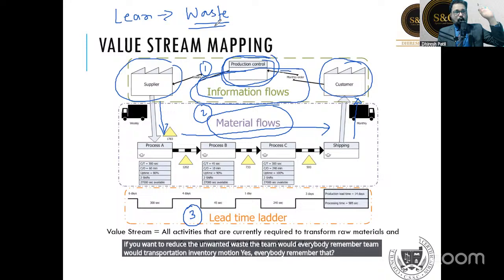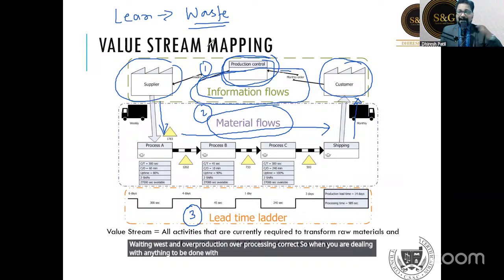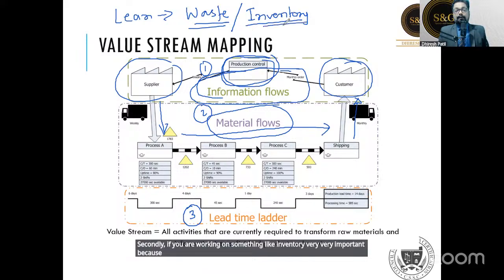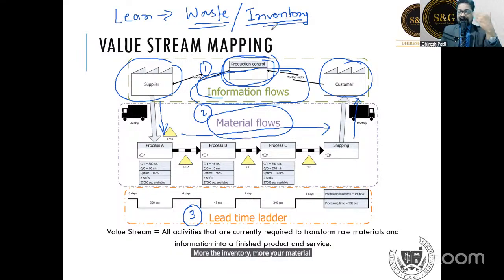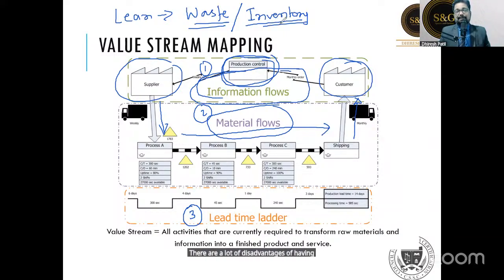Waiting, waste, overproduction, overprocessing, correct? So when you are dealing with anything to do with waste, unwanted, non-value-added activity, that's where lean tools are used. Secondly, if you are working on something like inventory, very, very important, because inventory is a big waste. The more the inventory, the more your material and your money is blocked, your cash flow is blocked, your lead time is higher. There are a lot of disadvantages of having excessive inventories in our system.